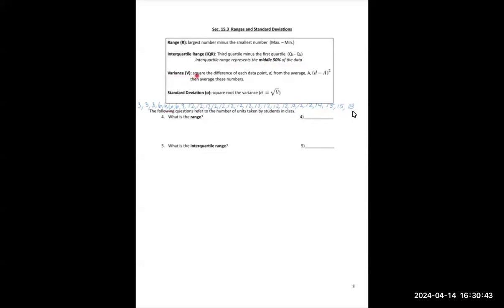Something new here is your variance, which we're going to denote with the capital letter V. You square the difference of each data point D from the average A. So it looks like D minus A. That's what the difference means, subtract between the two, and then you square it. So square the subtraction of the data point and the average. You do that for all the data points and then average these numbers.